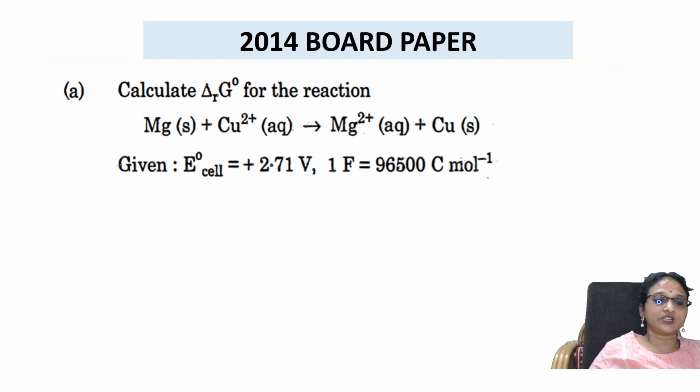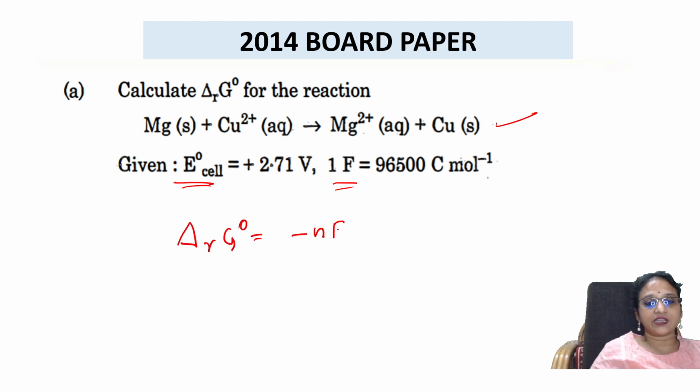Let us solve the 2014 paper. Calculate delta G naught for the reaction. Okay, they have given me a cell reaction. E naught cell is given to me, Faraday value given too. Easy. Delta r G naught is equal to minus n F E naught cell.